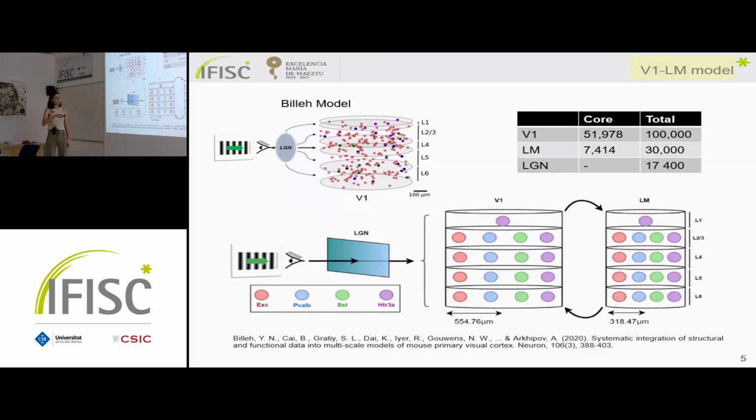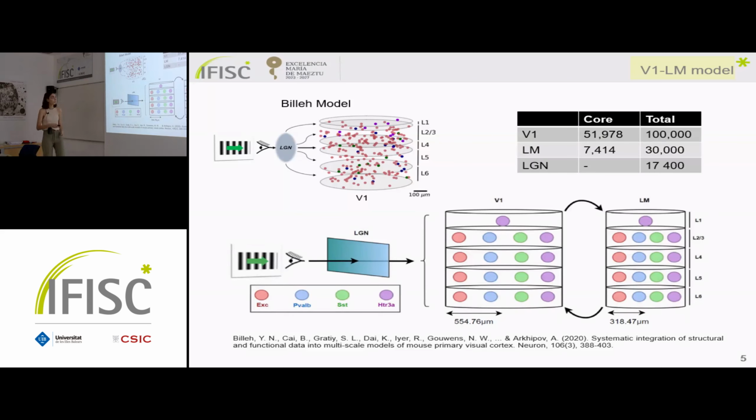And thanks to that, we can simulate top-down input in the model. The types of neurons that we have in the cortical columns are 1 type of excitatory neurons and 3 types of inhibitory neurons. With respect to the connectivity, we have recurrent connections within the V1 column and also within the LM column. With respect to inter-area connections, we have feed-forward inputs from LGN to V1 and from V1 to LM, and feedback inputs from LM to V1.